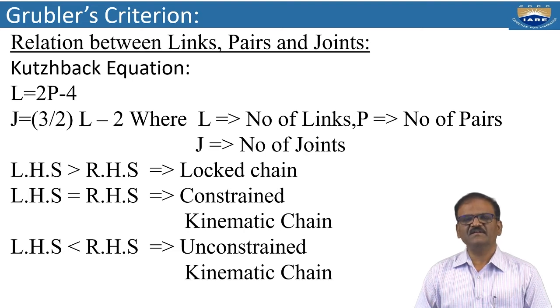In the equation, when LHS is greater than RHS, the linkages which we have joined will be called a locked chain. When LHS is equal to RHS, the assembly of linkages we call a constrained kinematic chain. When LHS is less than RHS, it is called an unconstrained kinematic chain.